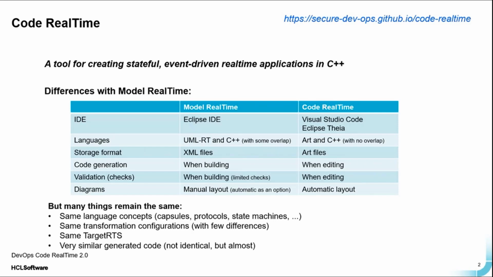The same goes for the validation. In Model RealTime, there are some checks when you build with the model compiler, but they are a bit limited. In Code RealTime, the checks are run also when you edit the Art files or the TC files, and they are more extensive checks in Code RealTime.